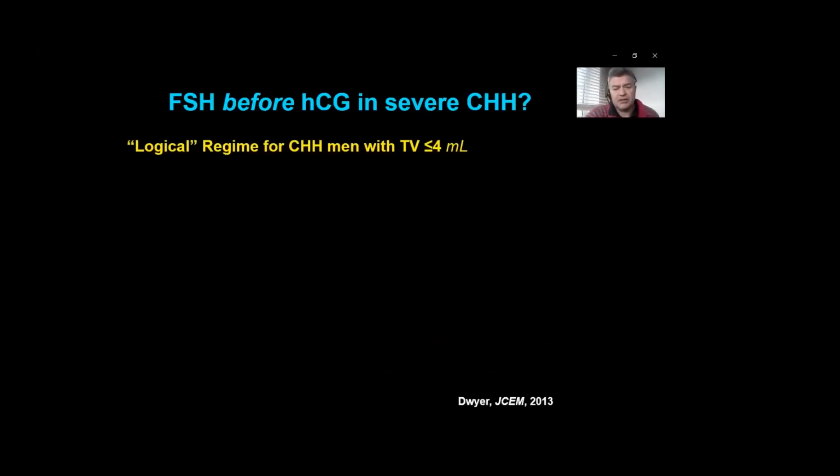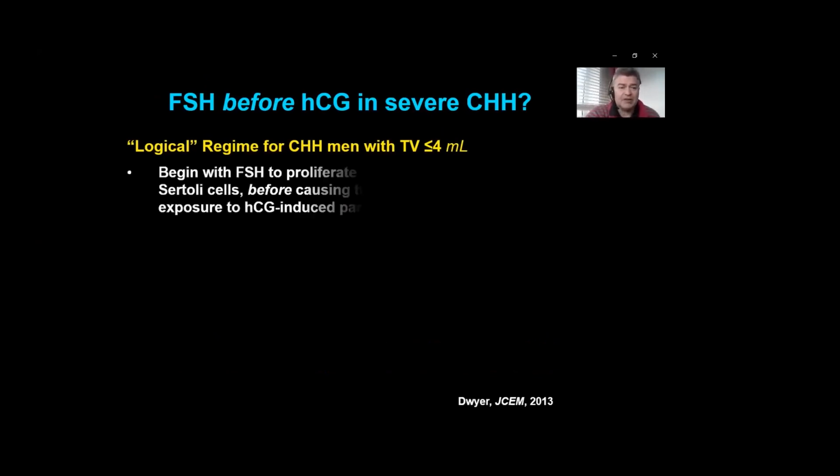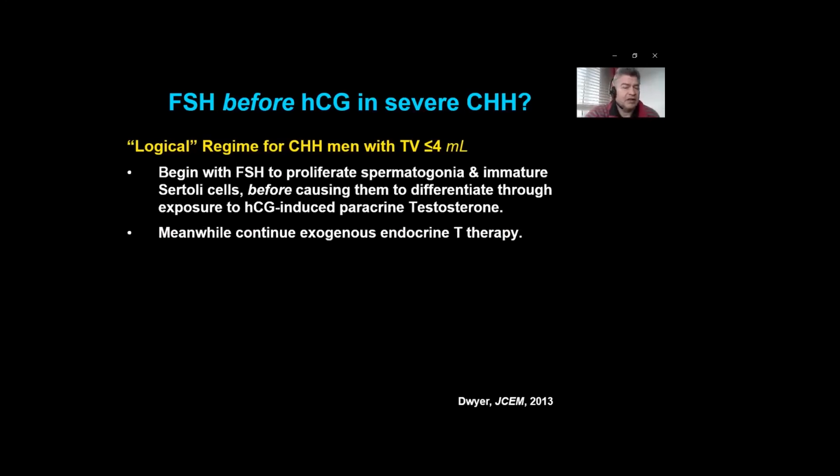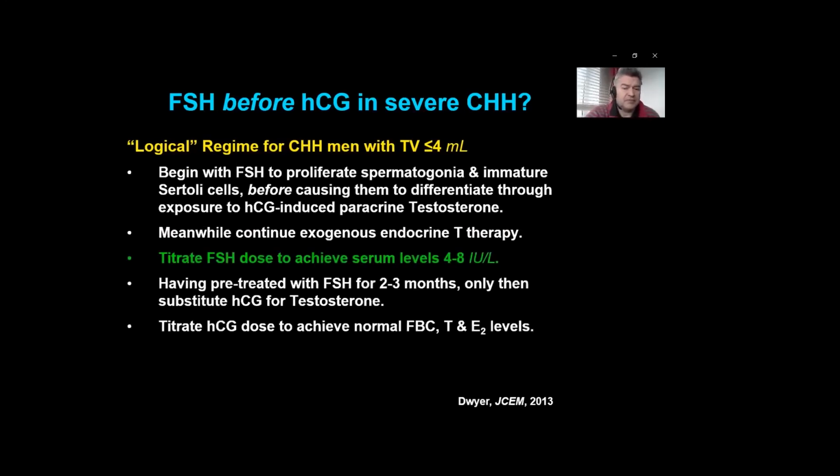There's also a suggestion coming from a study by Dwyer in JCM some years ago, suggesting that in men with very severe hypoc with tiny testes, particularly those with cryptorchidism, there may be a sense to actually give them an FSH only phase, a couple of months of FSH only to proliferate their germ cells and spermatogonia before you then introduce HCG. And during this phase, you can actually carry on with exogenous testosterone therapy. How do you titrate an HCG dose? We're looking to achieve normal blood count, testosterone, and estradiol level.